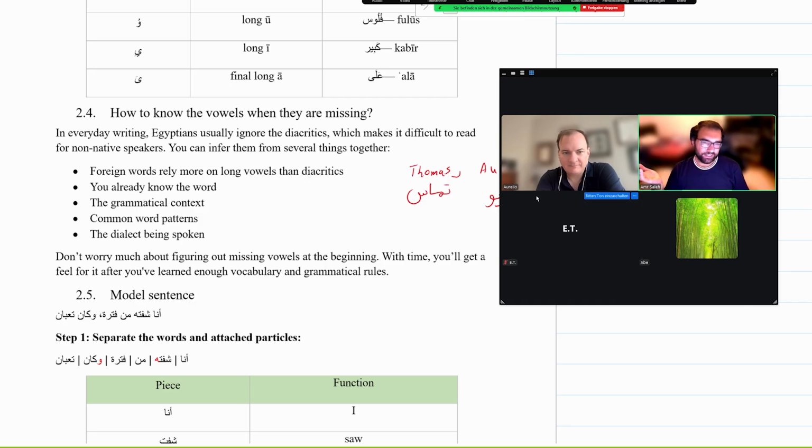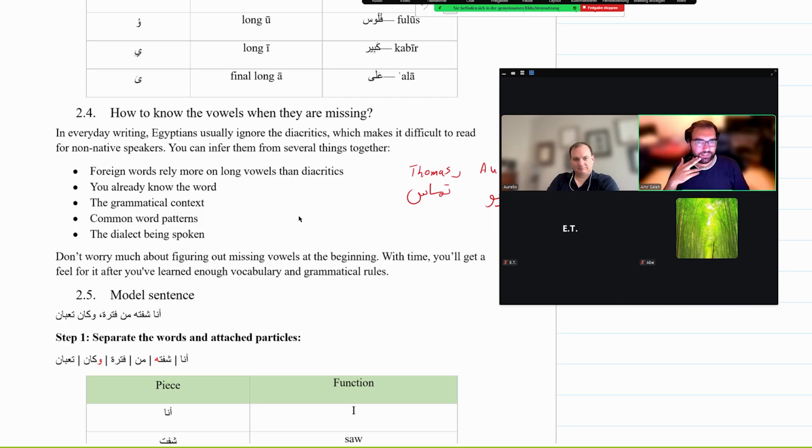The second way is you already know the word. This comes as you learn. This is basically how native speakers can do it, because they know most of the words. If it's a new word, if I encounter a new word, I would actually need the diacritics or ask someone else because I don't know the vowels. I do not pronounce it. So you will find people asking how to pronounce this word because the diacritics are not there and it's a new word.